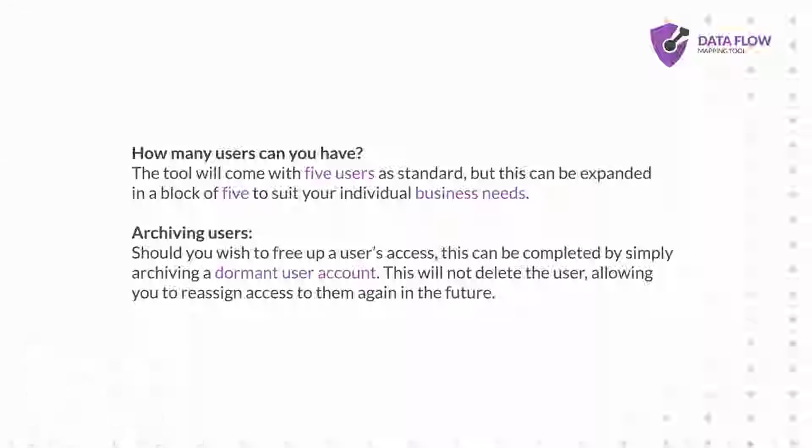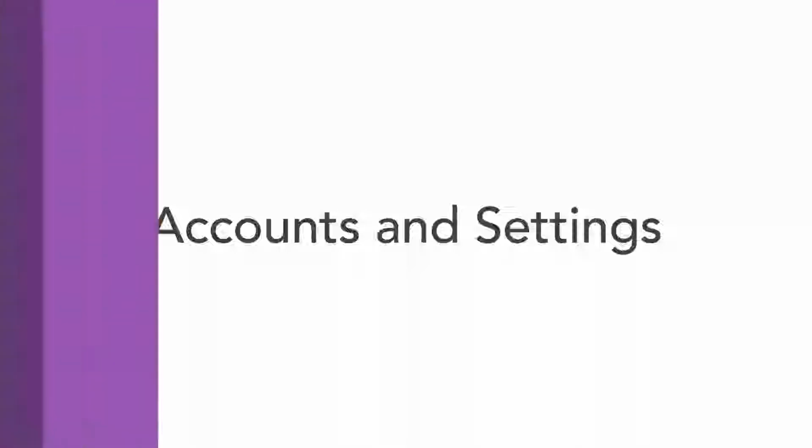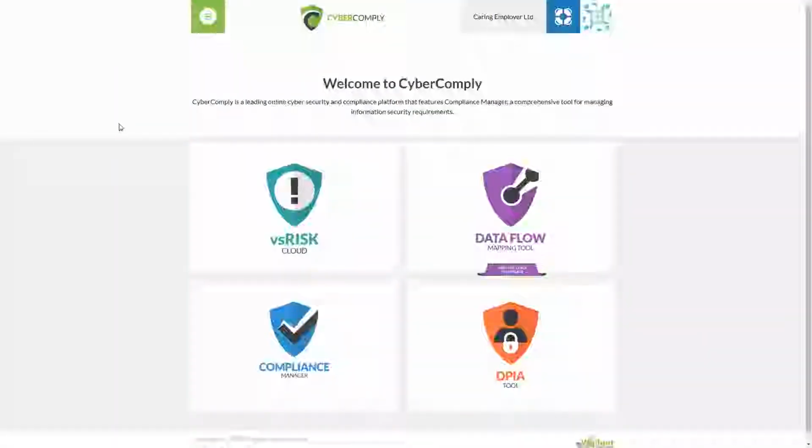So, using the tool. Now we're going to go into the tool. I'll walk you through everything and we'll do the example process map. What you can see now is our CyberComply dashboard. As you can see, we have the 4 tools that I've mentioned previously: our vsRisk Cloud, our Compliance Manager, our data flow mapping tool, and then finally our DPIA tool.